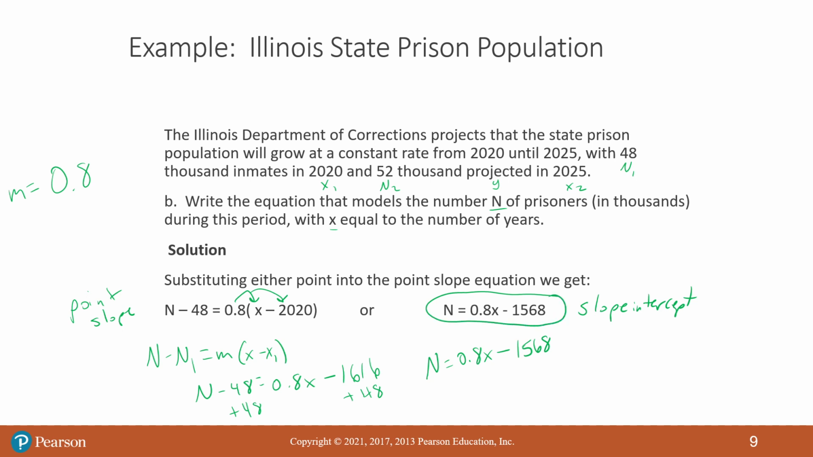So just because they use a different letter, don't let it freak you out. X and Y's are just letters, so we can turn them into other letters. We can turn them into N's, we can turn them into F's, we can turn them into Z's. Doesn't matter. It's just a letter. Still the same format for finding the slope and the equation.